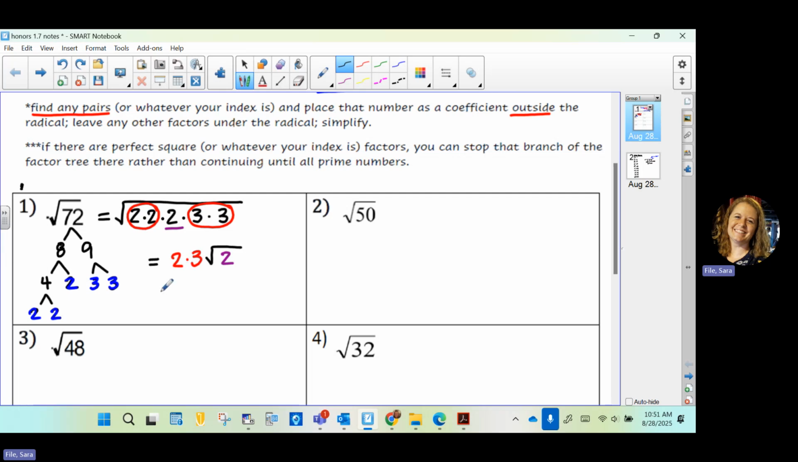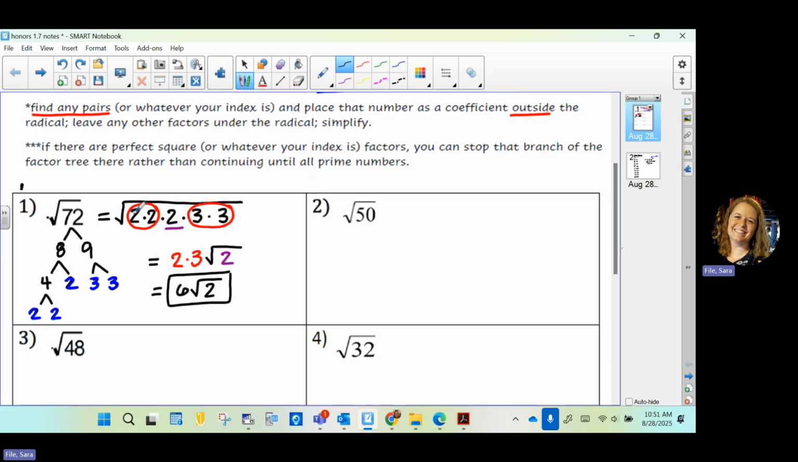So what is 2 times 3? And there's nothing to multiply that other 2 by, so it just stays. So this is 6 root 2. Okay, that is the simplified radical for square root of 72.